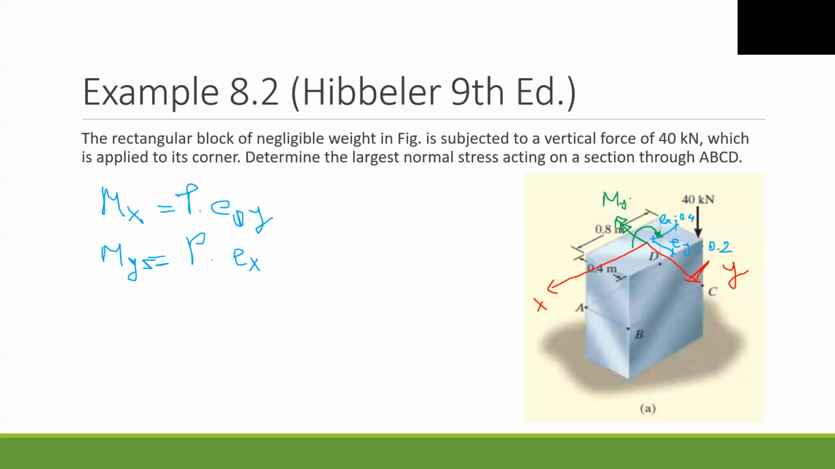How can we compute My? My is equal to, you know, this moment is responsible for ax. Therefore, My is equal to 40 times 0.4. This is equal to 16.